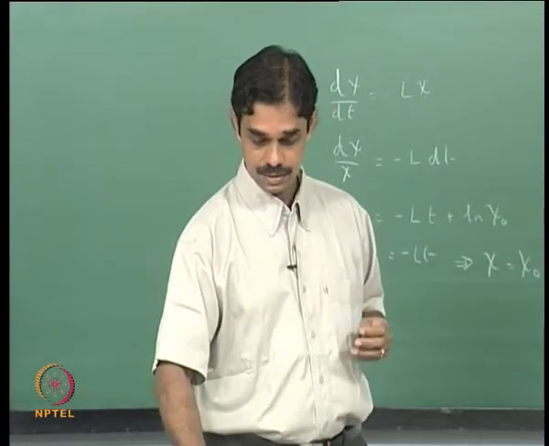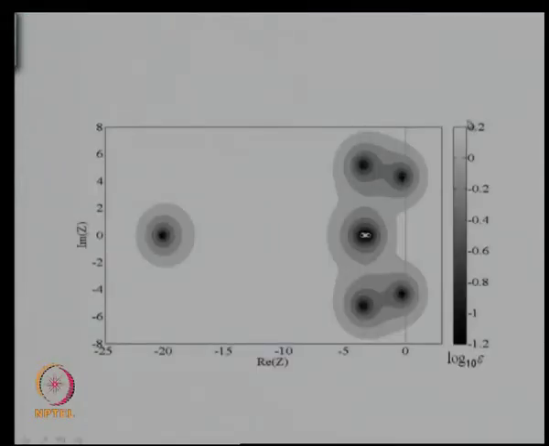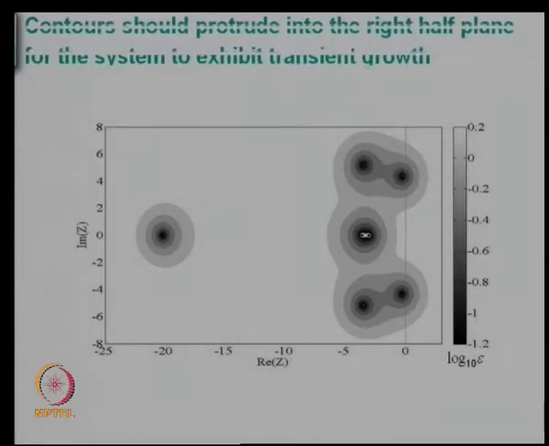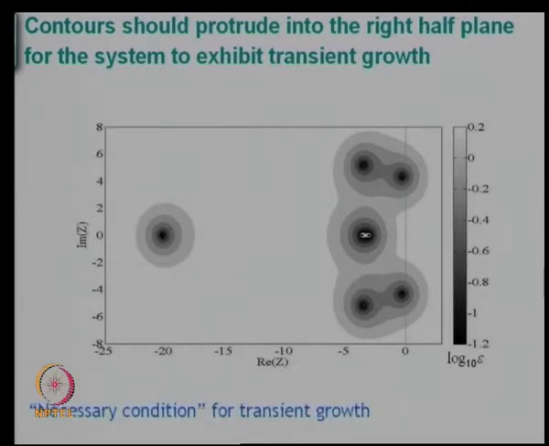So the crux of the matter is, if this pseudo eigenvalue crosses to the right side, then there is a possibility of transient growth. So the contour should protrude into the right half plane for the system to exhibit transient growth, and this is like a necessary condition for transient growth, and you can use this concept of pseudo spectra to get bounds on the transient growth and so on, but I would not go into too much detail.